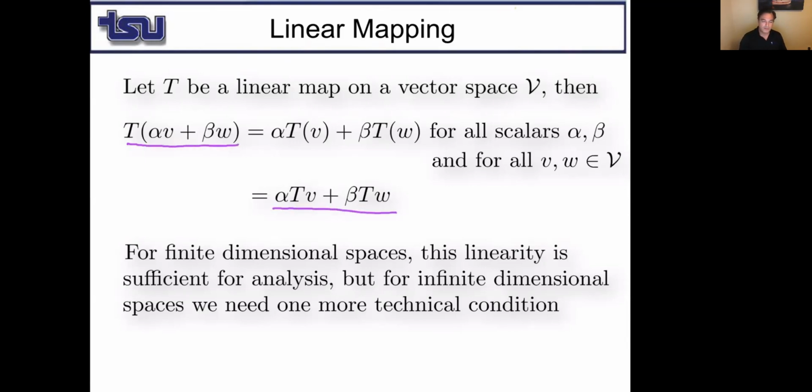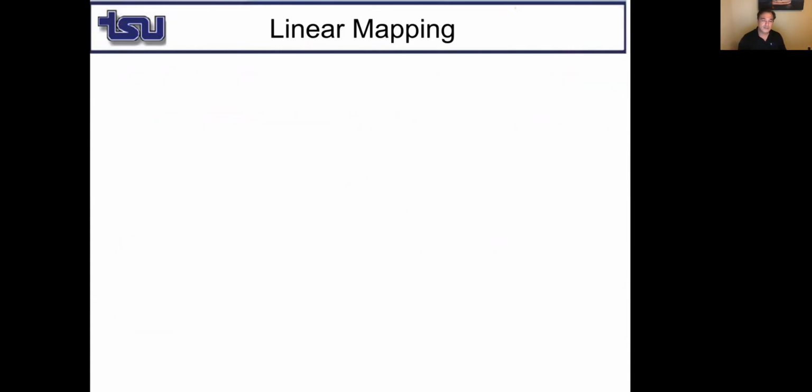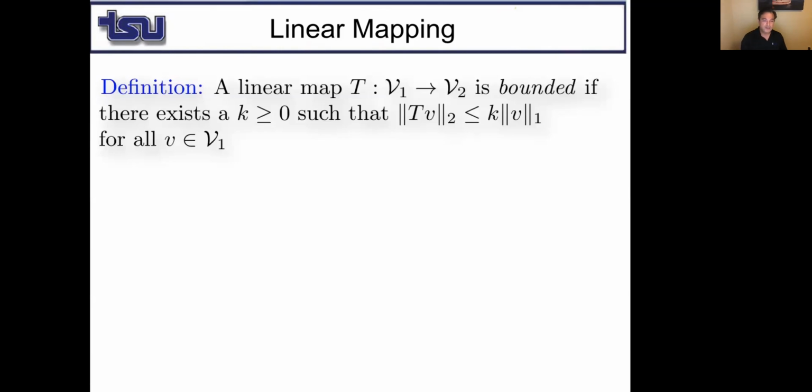For finite dimensional spaces, this linearity is sufficient, but for infinite dimensional spaces, we need one more condition. Okay. Here, think about a linear map from V1 to V2. V1 and V2 do not have to be finite dimensional spaces. They may be infinite dimensional spaces.